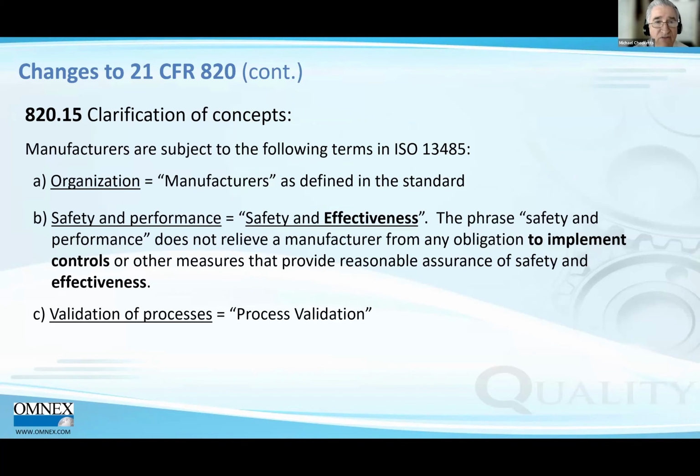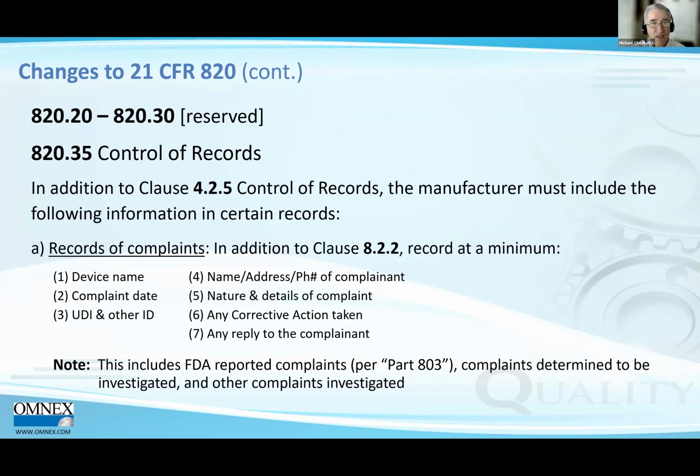820.15, clarification of concepts. Manufacturers are subject to the following terms in 13485. Organization equals manufacturers as defined in the standard. Safety and performance equals safety and effectiveness, as we talked about earlier. Validation of process equals process validations. 820.20 and 820.30 are reserved, as I mentioned before.